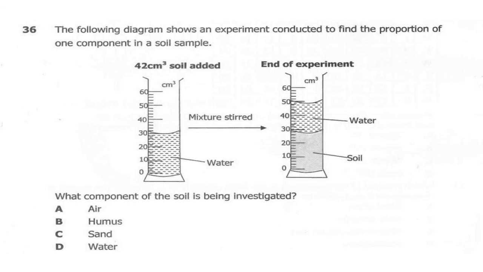Question 36. The diagram below shows an experiment conducted to find out the proportion of one component in a soil sample. What component of the soil is being investigated? A. Air. B. Humus. C. Sand. D. Water. What's the correct answer? Is it A, B, C, or D? Drop your answer in the comment section.